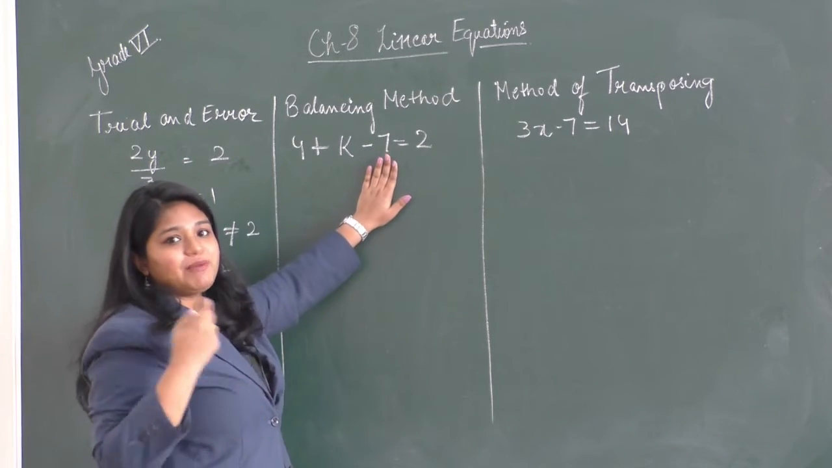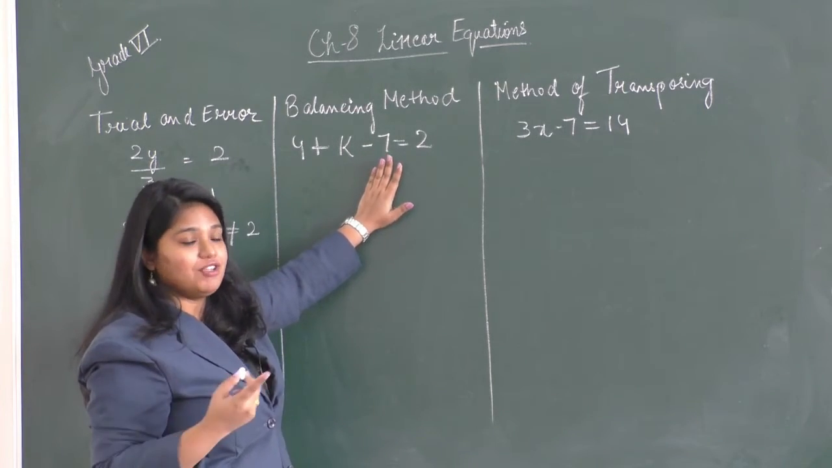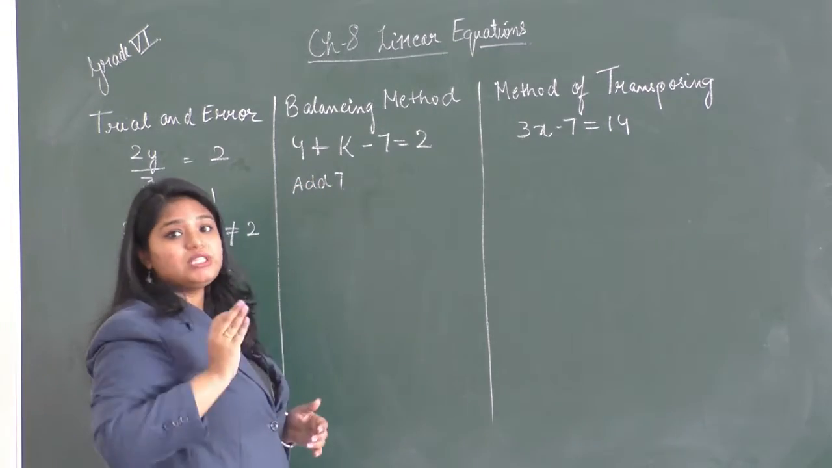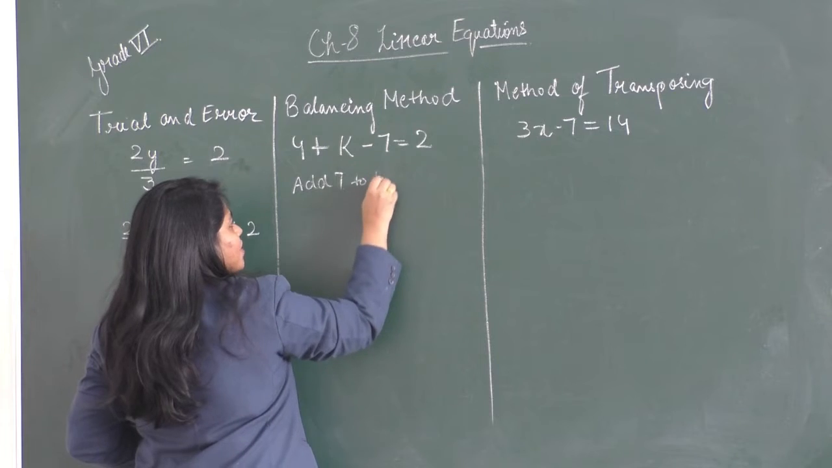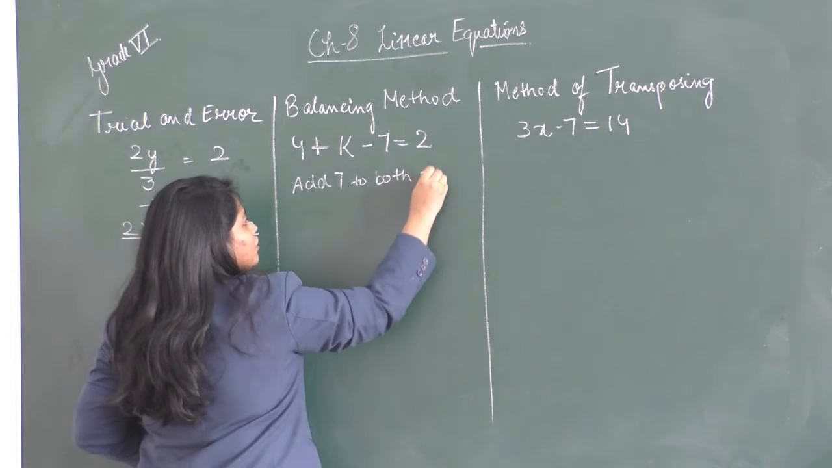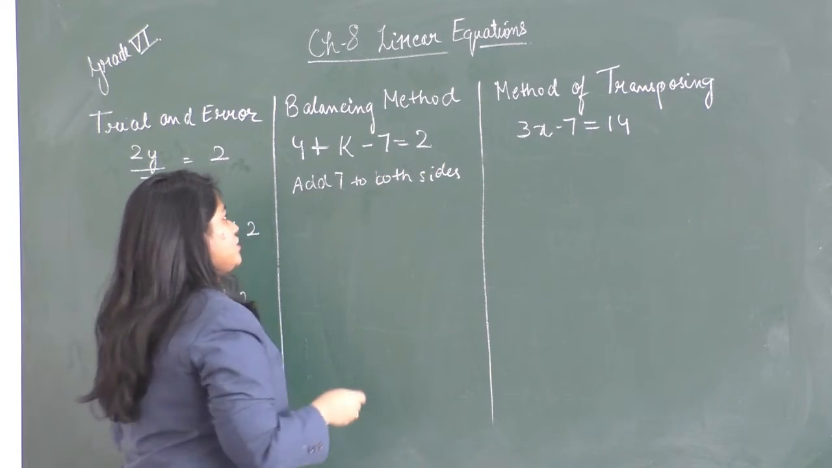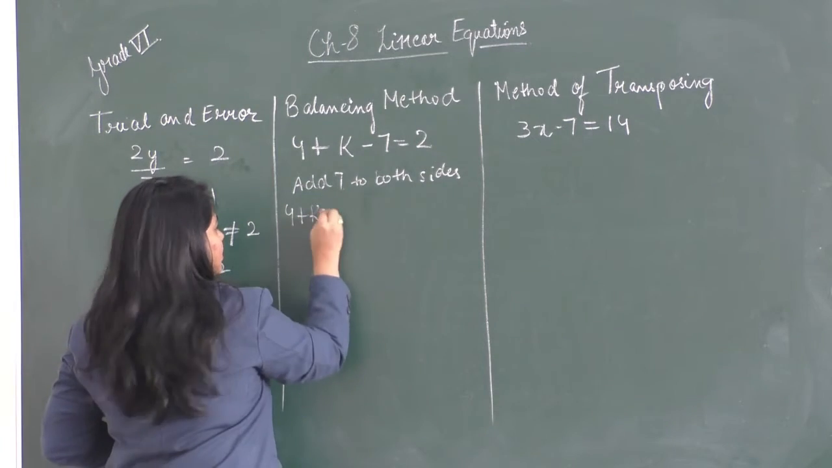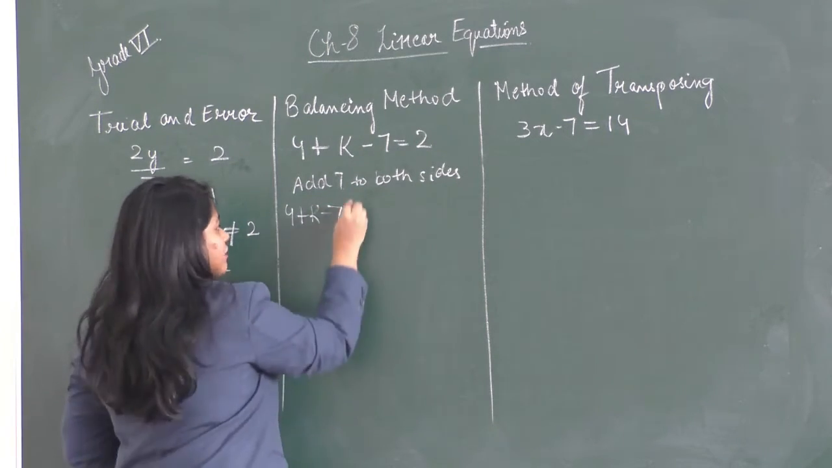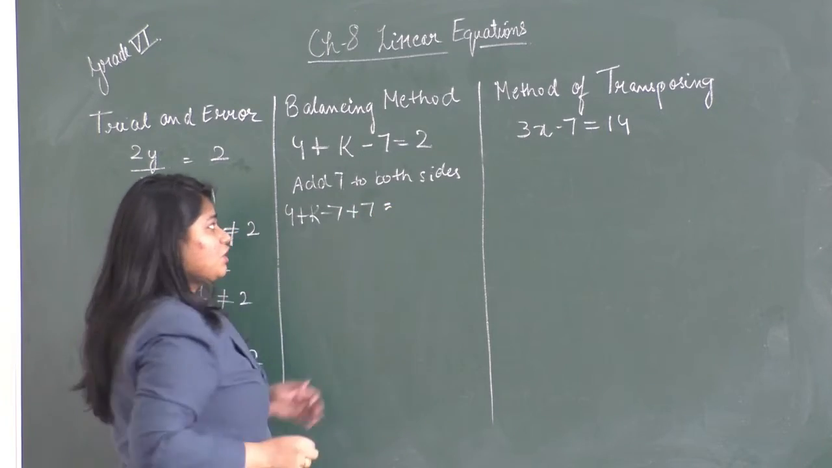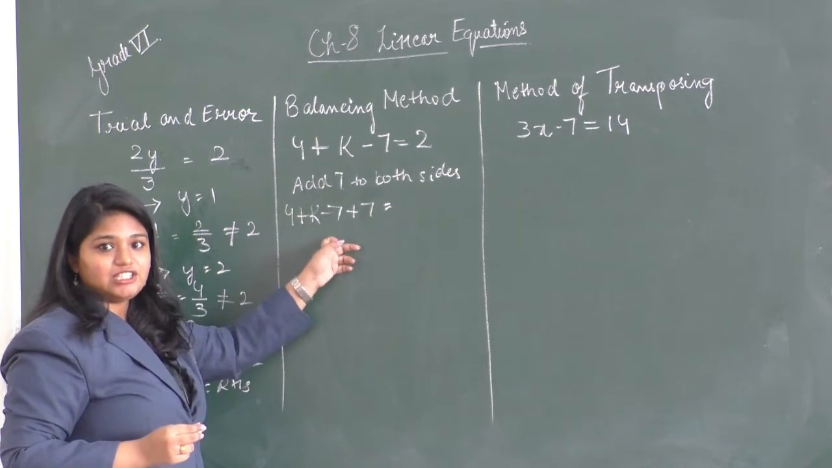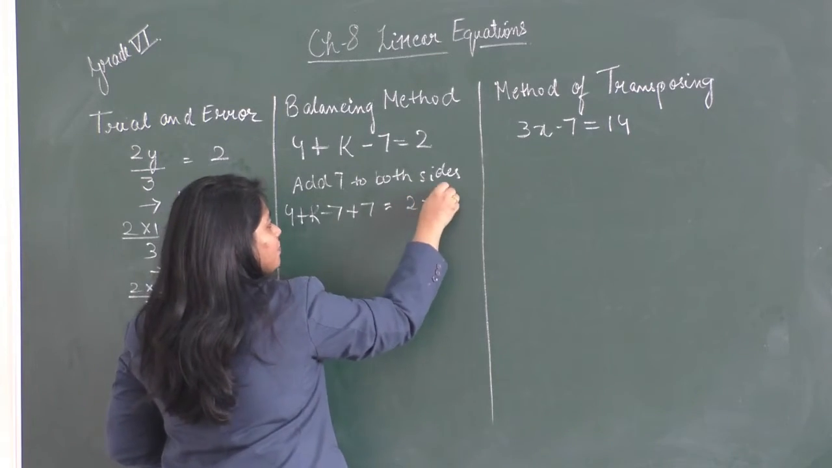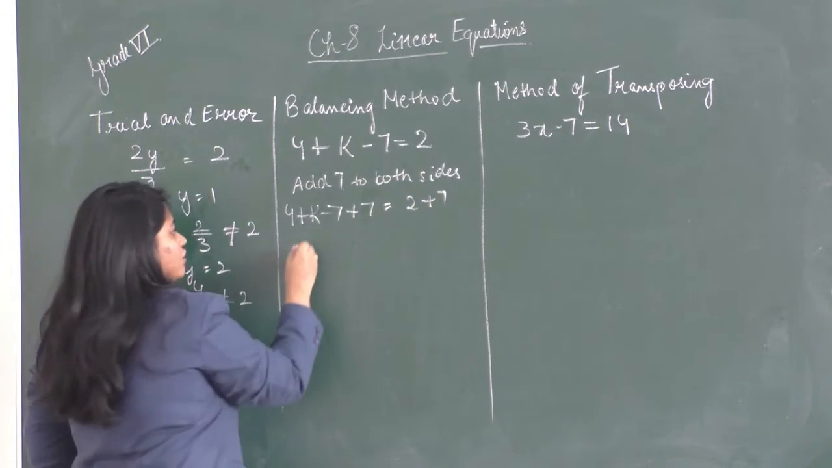So now opposite of minus 7 is plus 7. So we will add 7 to both sides of the equation. So add 7 to both sides. So it will be 4 plus k minus 7. Now we will do plus 7 equals to, now if you are adding on the LHS, you will also perform the same operation on the RHS. So 2 plus 7. Let's solve it.